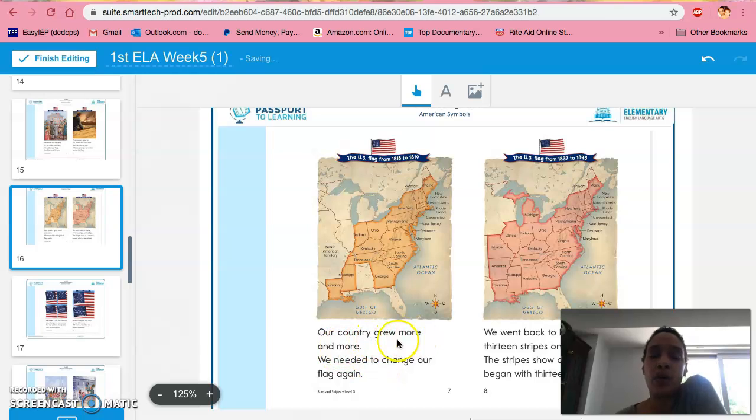Our country grew more and more. We needed to change our flag again. We went back to having 13 stripes on the flag. The stripes show our country began with 13 states.